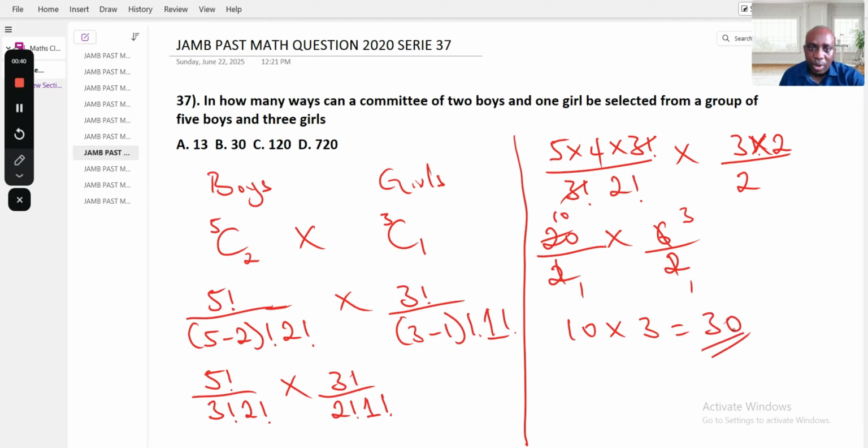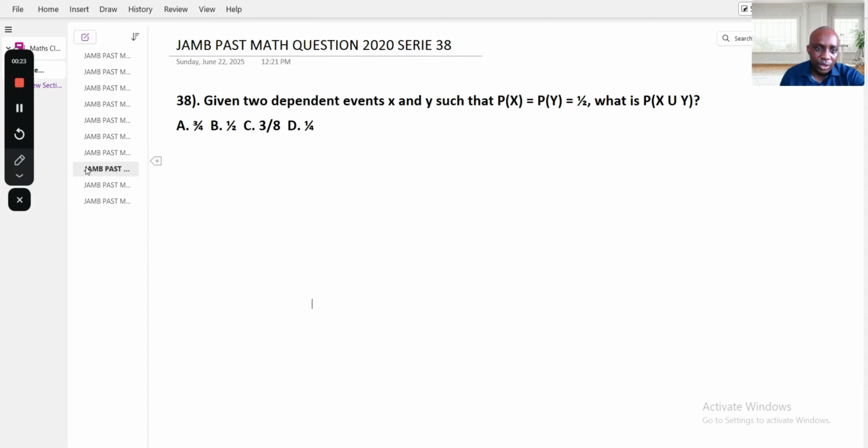This is the number of ways a committee of 2 boys and 1 girl can be selected from the stated group, which is 30 ways. B, our final answer is what? B, 30 ways they can be selected. Let's move to the next question.